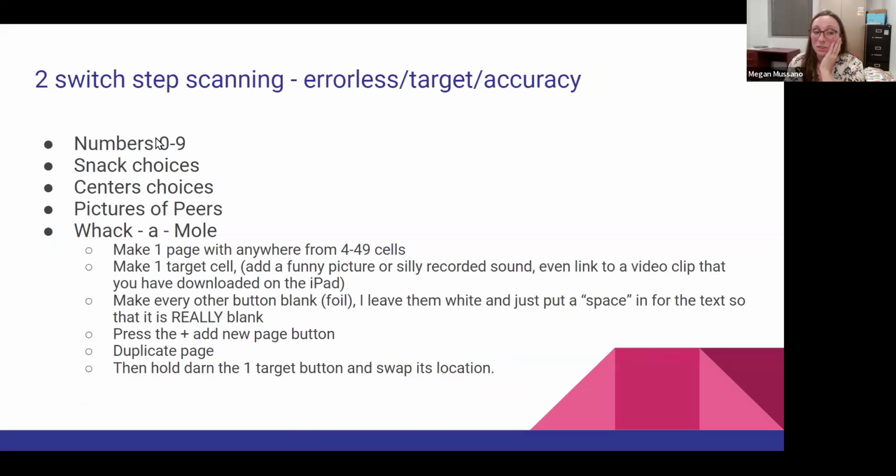So things you could do, I've programmed it with numbers 0 through 9, snack choices, center choices, pictures of peers. Like when it's time to break up, your student can go next, next, next, select. No matter what, that's kind of the errorless. You're selecting one of your peers. So it doesn't matter. Maybe it's not his favorite person, but that's some of that errorless learning.